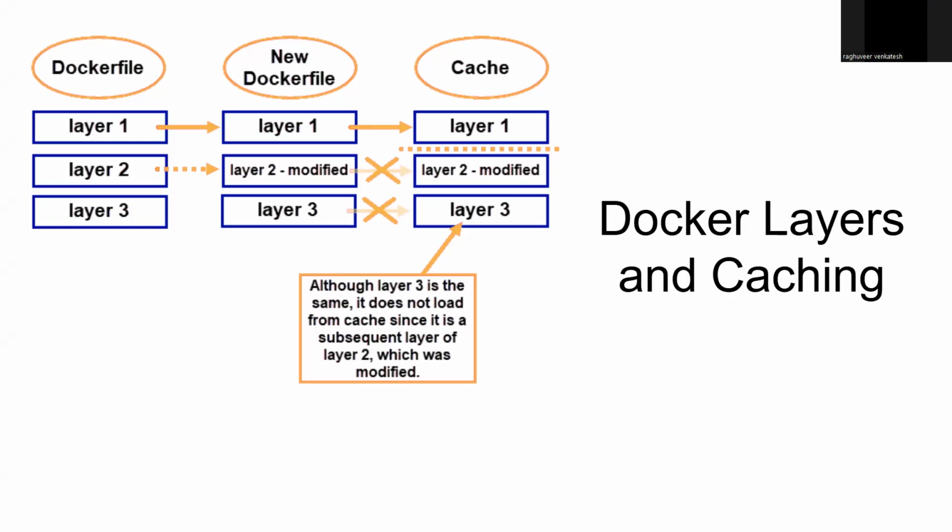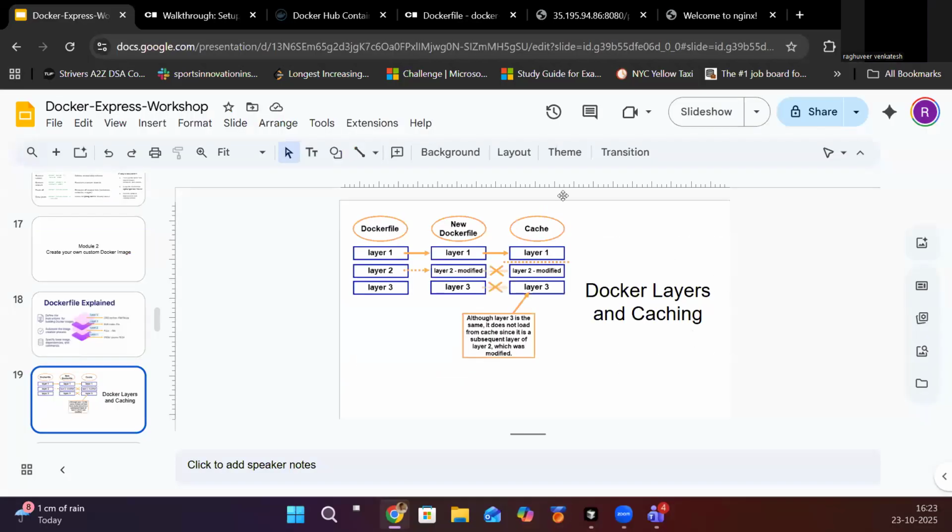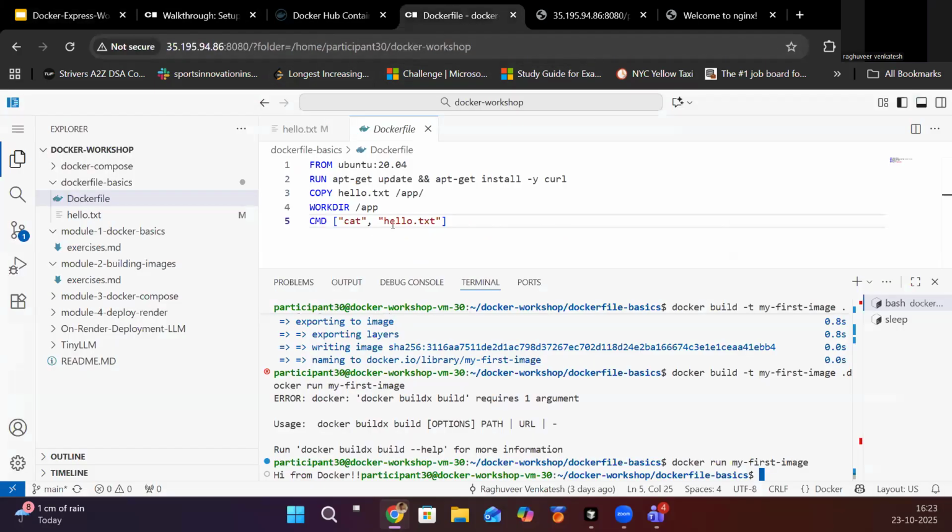So I'll just demonstrate what happens if you don't follow the caching properly. So yeah. So here what we're doing is first we are running the command to install curl, and then we are copying the file.